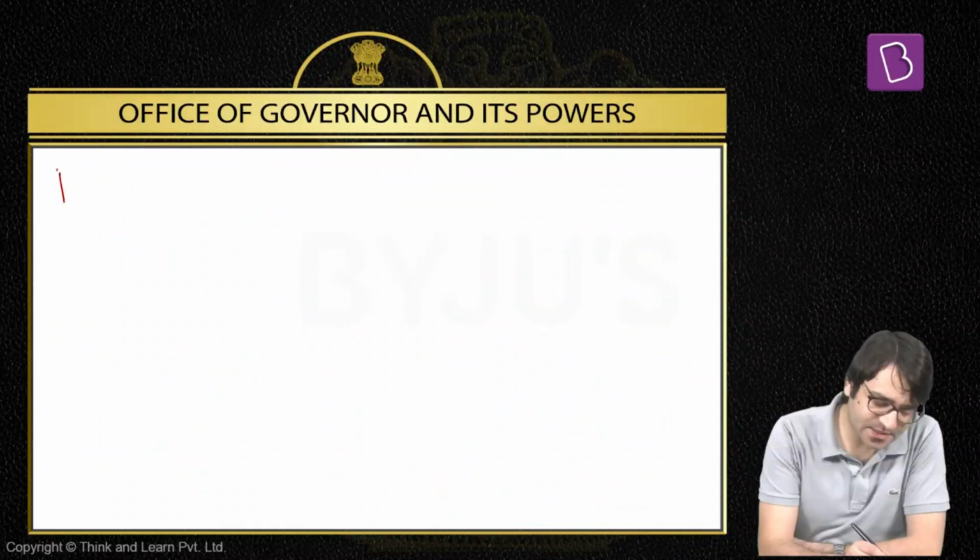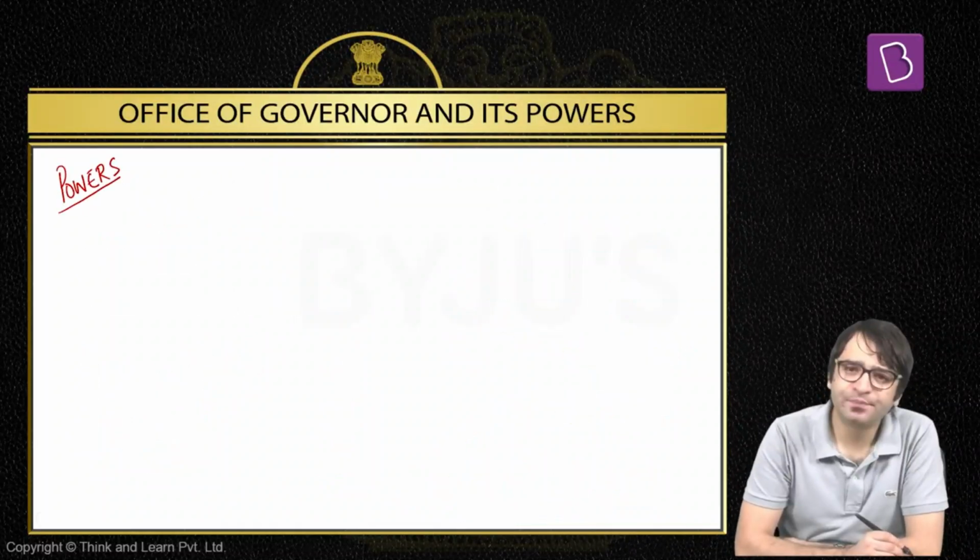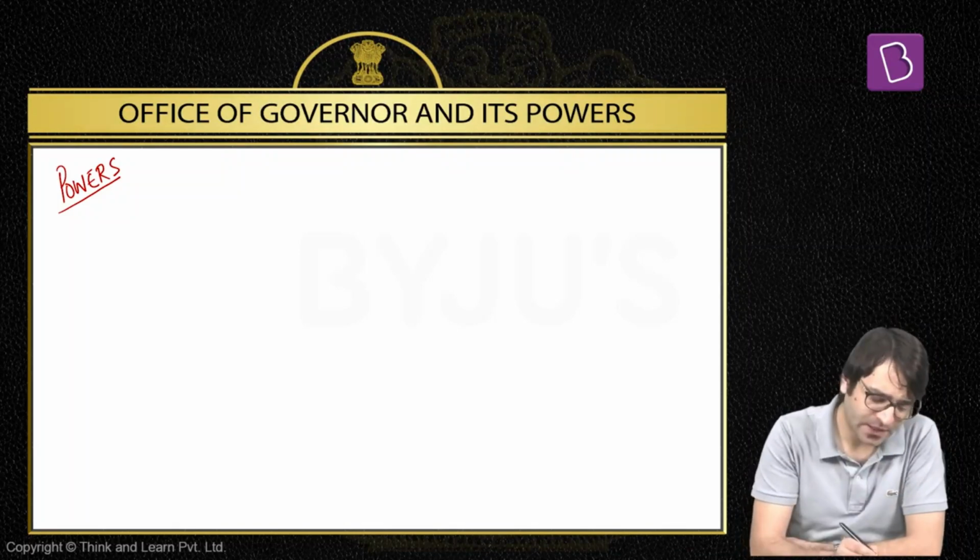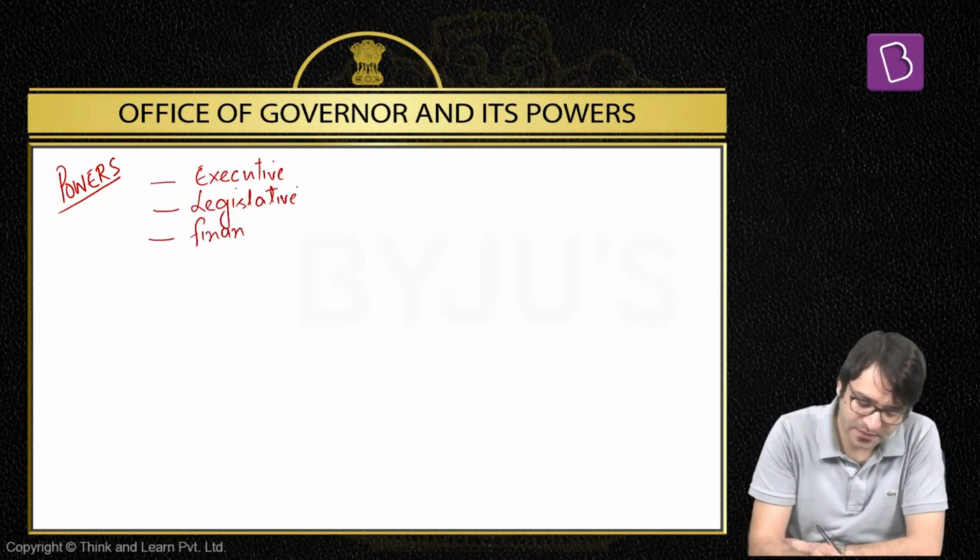But what are the powers and functions of the governor? This is where, just like the president of India, we can categorize the powers of the governor into various heads. So some powers are executive in nature. He also enjoys legislative powers. He also enjoys financial powers. He also enjoys judicial powers. What are these executive powers of the governor?